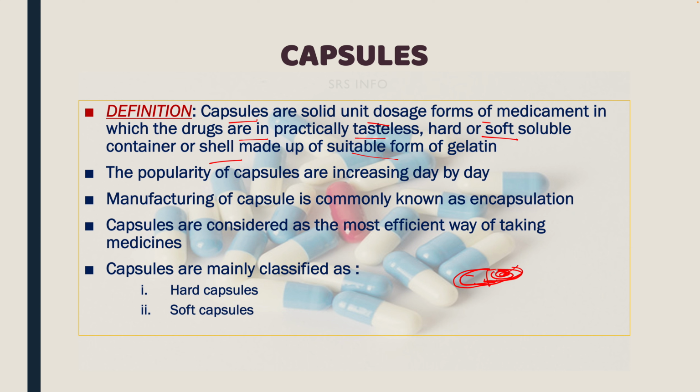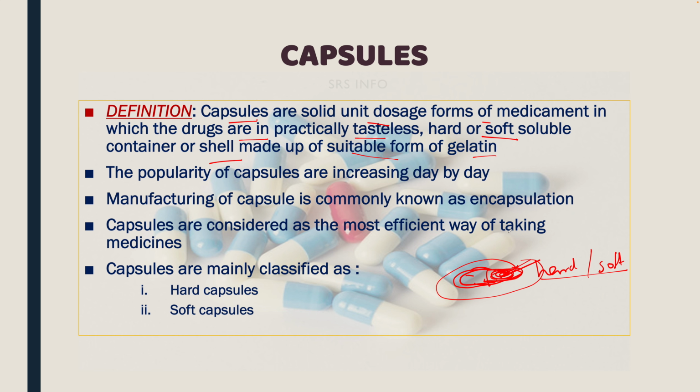So this cover is made up of soluble gelatin, soluble form of gelatin. Capsules may be hard or soft, but anyhow these are soluble in water. So any of the medicaments, while they are tasteless or bitter taste, this is the benefit of capsules. These are the solid unit dosage forms in which the medicaments are filled in the container or shell made up of suitable forms of gelatin. And nowadays these types of dosage forms are very popular in the market.